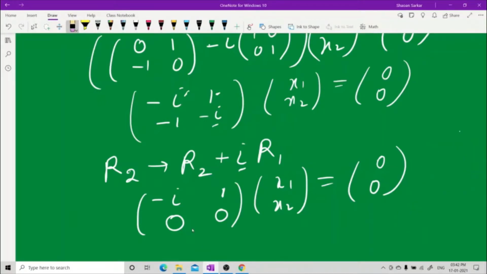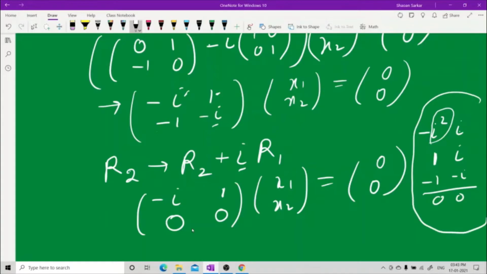See again what I have done. You don't get confused. In the first row, this is my first row, I have multiplied with i. So what will it become? Minus i square and i. This will become minus 1 and hence this will become plus 1 and this will become i. The second row is minus 1 and minus i. I am adding them, so this is 0. I hope now you have understood it clearly, that why this and this are 0. This was the rough. Now I can rub it out.